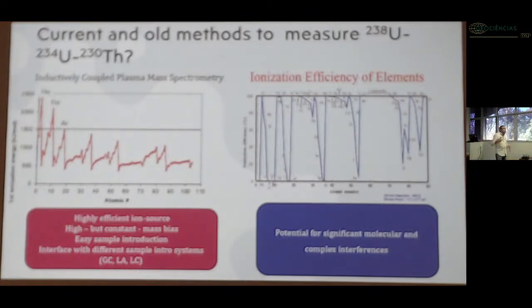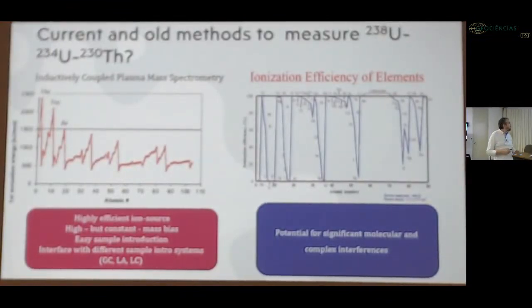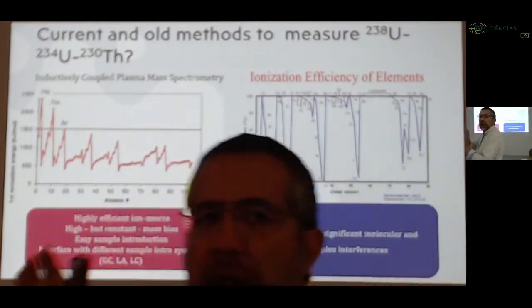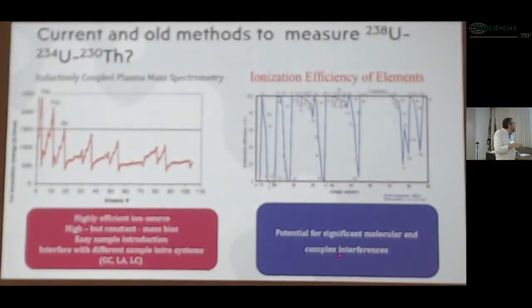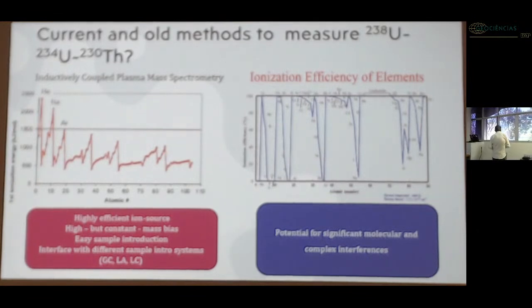The mass bias, the fractionation of the isotopes, is constant. It's not time dependent during the analysis, in contrast to other techniques. And the other advantage is that because the plasma is at atmospheric pressure, you can couple to different sample introduction systems like gas chromatography, laser ablation systems, and liquid chromatography. But also, because the plasma is at atmospheric pressure and there's nitrogen, oxygen, CO2 nearby actually diffusing into the plasma, the potential for some complex molecular interferences is there, and that's something that we need to deal with when working with ICPs.